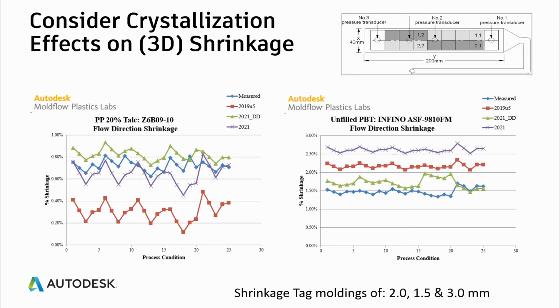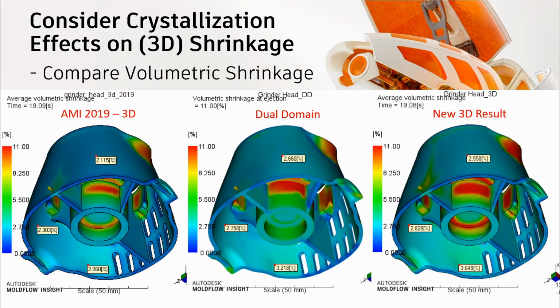What I do want to show is the effect that this crystallization effect has on simulation results. In particular, let's compare the volumetric shrinkage. Here we see a comparison of the 3D prediction in Moldflow Insight 2019 on the left, a dual domain prediction in the center, and the new 3D result on the right.